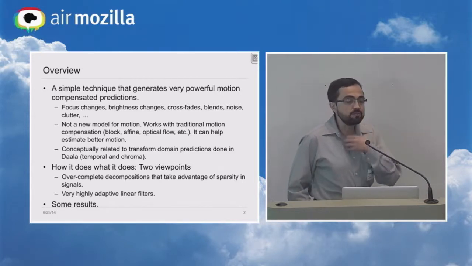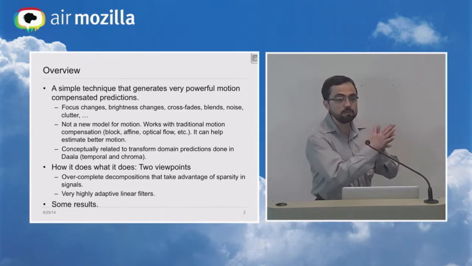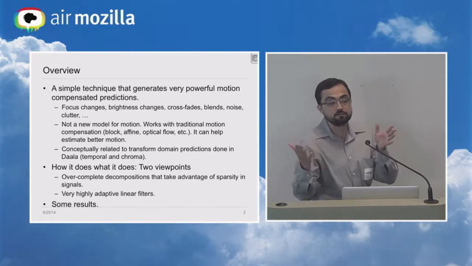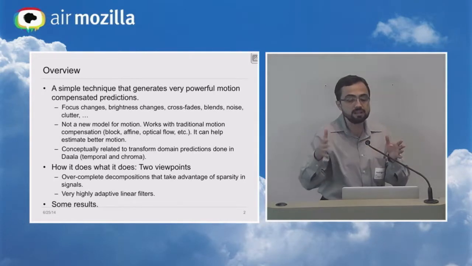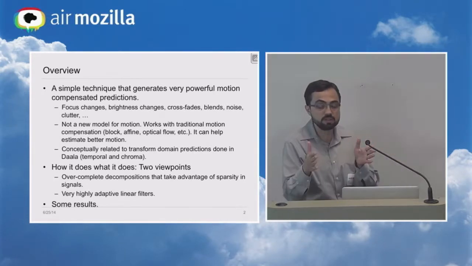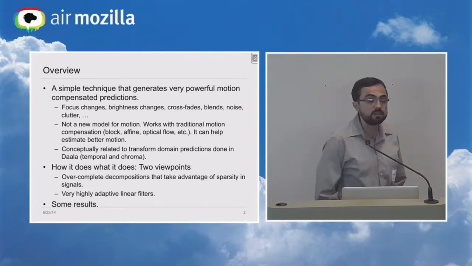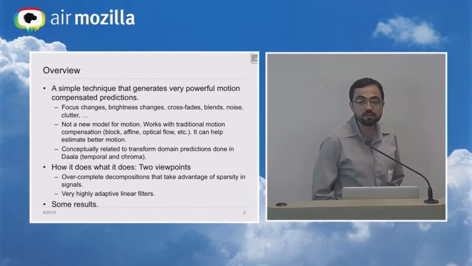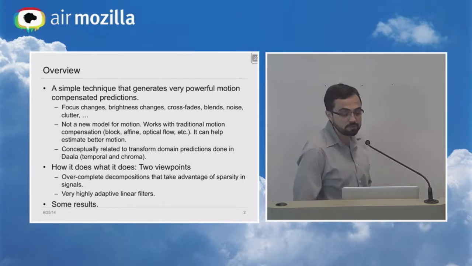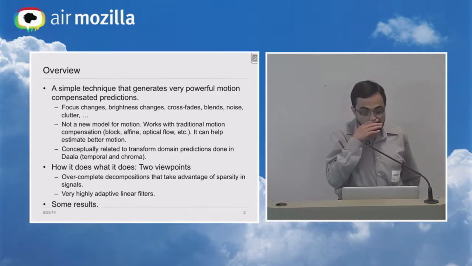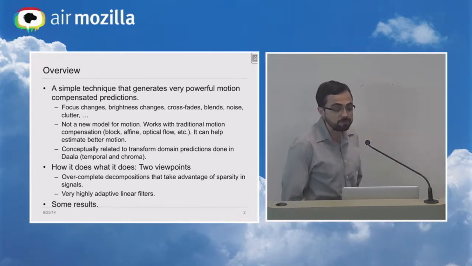The types of things it can deal with between the two pictures include focus changes. For example, you have one picture in focus and the next picture is out of focus, or vice versa. Portions of the picture can be in focus or out of focus, and that focus changes from one picture to the other. There could be brightness changes between the two pictures. There could be things like crossfades and blends, and I'll show you examples of those. There can be noise, so one of the pictures can be corrupted with noise, and in fact with what I call clutter and interference, and I'll show examples of what those are.